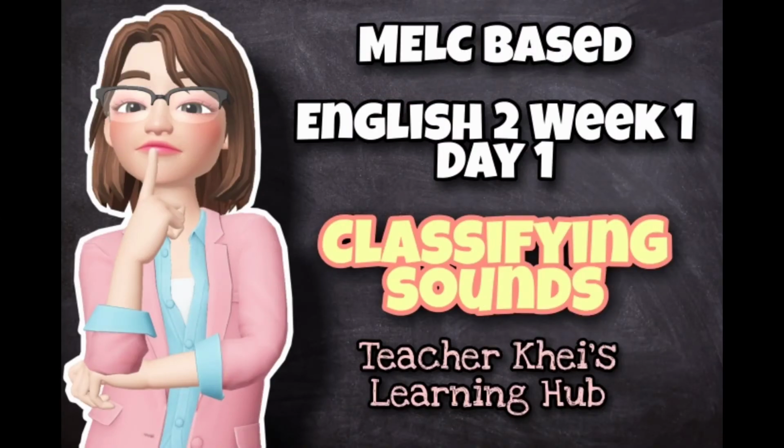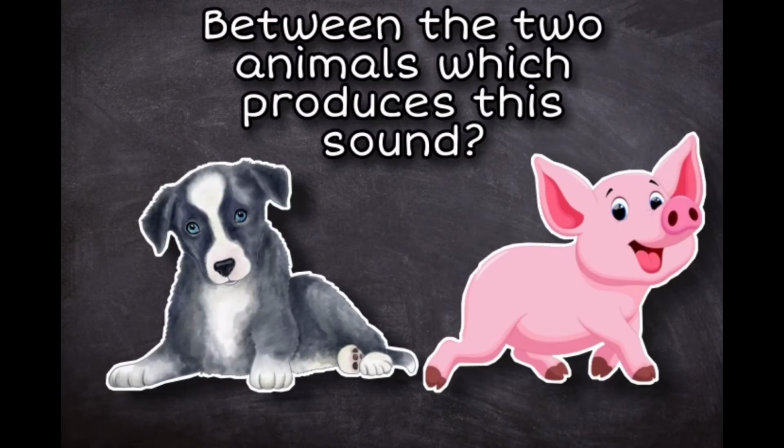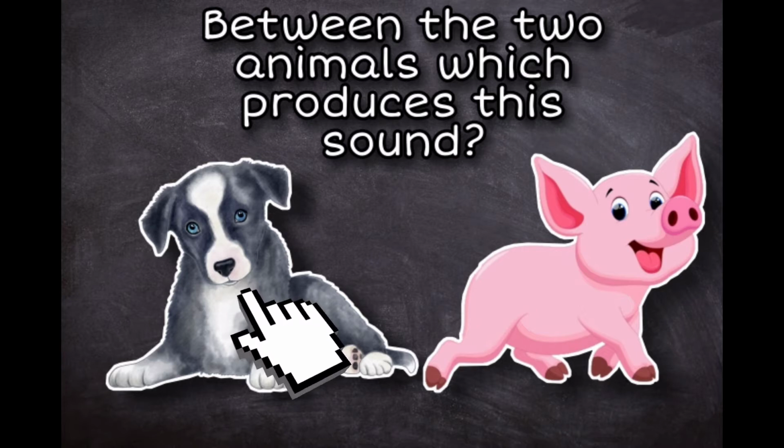MELC Base English 2 Week 1 Day 1 Classifying Sounds. Between the two animals, which produces this sound? The answer is dog. Good job!